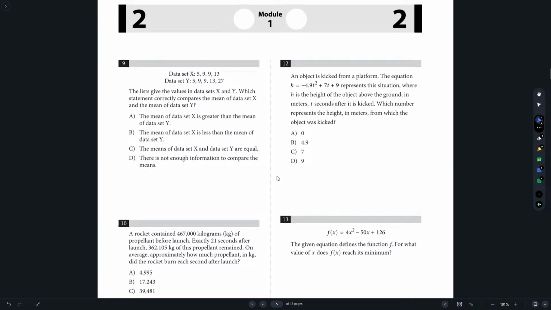The lists give the values in datasets x and y. Which statement correctly compares the mean of dataset x and the mean of dataset y? The mean of dataset y is going to be greater than the mean of dataset x because it has an outlier of 27. B is true. The means are not equal.